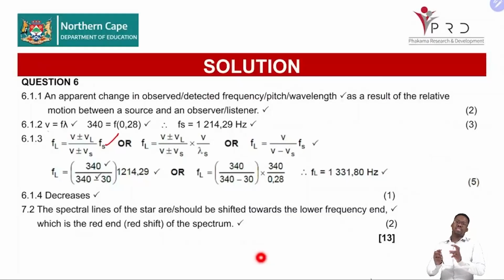So when they say in terms of frequency, be specific. In terms of wavelength, be specific. The spectral lines will be redshifted. And what will happen to frequency? Lower frequency at the end spectrum. So with Doppler effect, let's make sure that we get total. Let's go to question number 7.